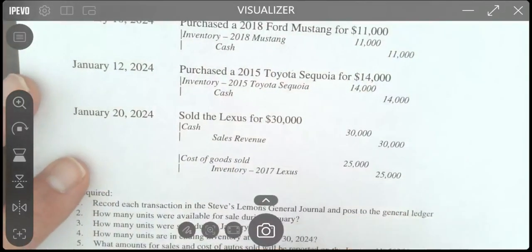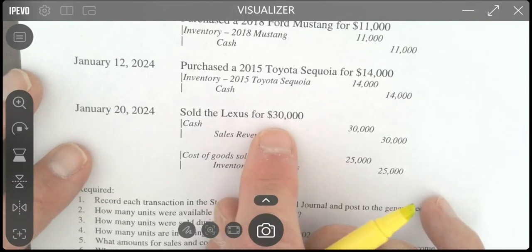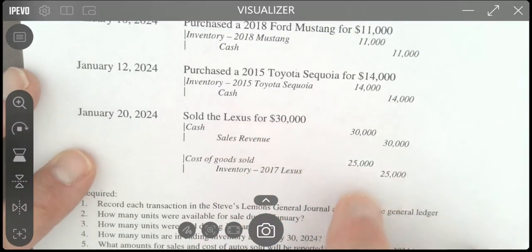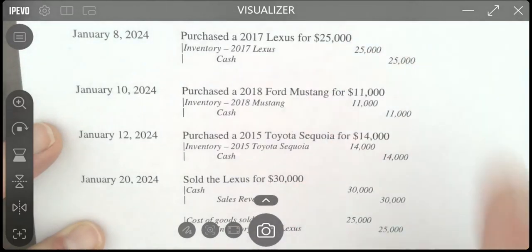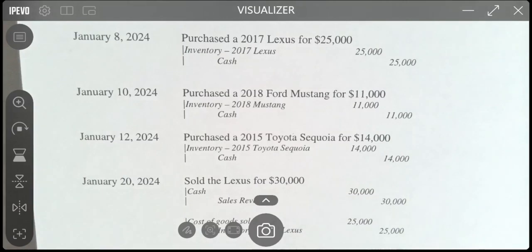And on the 20th of January, we made our first sale. We sold that Lexus for $30,000 that we had acquired for $25,000. See that above. And so there is the Lexus coming out of inventory and becoming the cost of the good, the automobile sold. All right. So that's the accounting for inventory acquisition in a very simplistic setting. Let's now ask a few questions about this company. Question number 1.